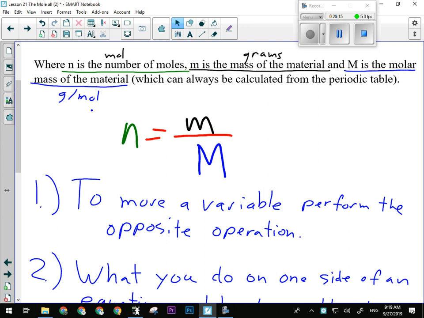So little m is mass. I want to solve for little m. So I just multiply both sides by big M. Right? And I'm done. Here's the really good news about this formula. You will never use it to solve for big M. Why? Molar mass is always on the periodic table. So you'll never actually have to manipulate this formula to solve for big M. That's the only manipulation of this formula you ever have to do.